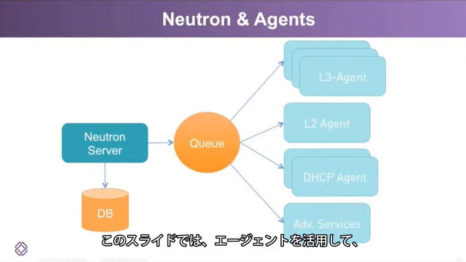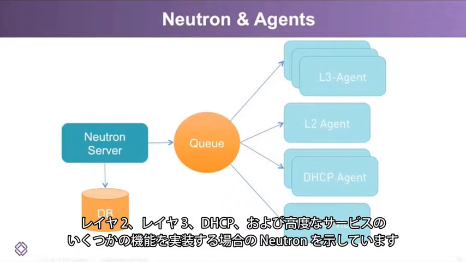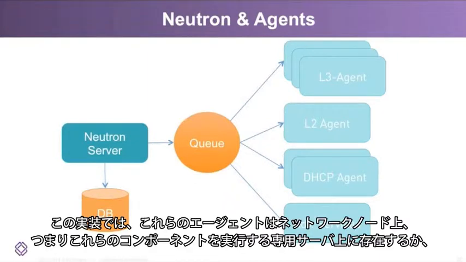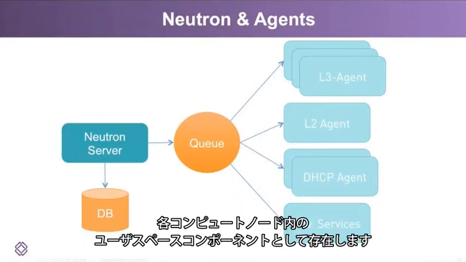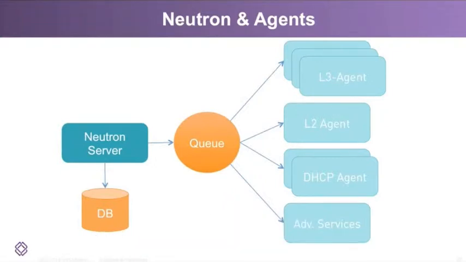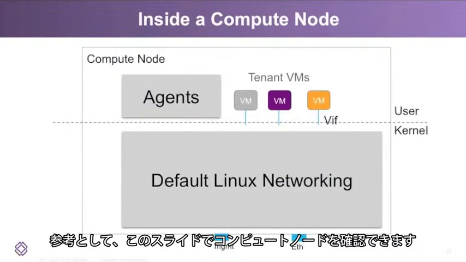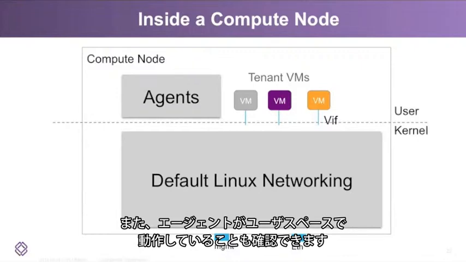In this slide, you can see a representation of Neutron when leveraging agents to implement some of the layer 2, layer 3, DHCP, and advanced services features. In this implementation, these agents will reside either on network nodes, so dedicated servers that run these components, or as user space components within each compute node. As a reference, you can see in this slide a compute node, and you can see an agent running in the user space.